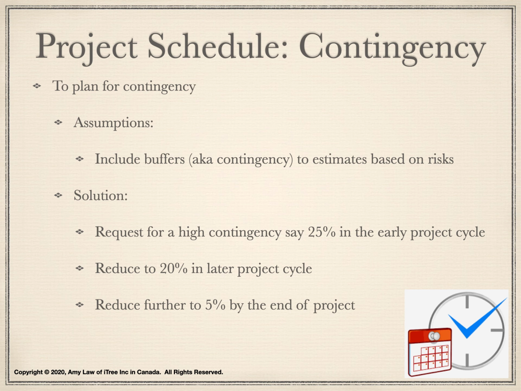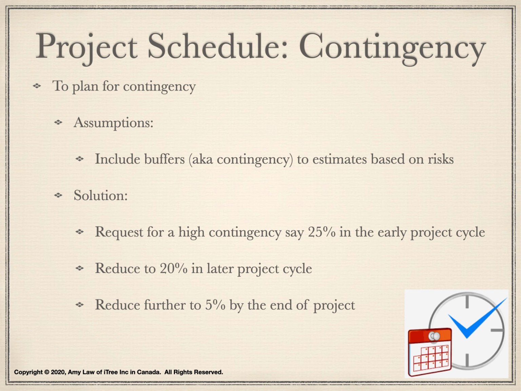We make the assumption that we always include buffers to our estimate. We justify the buffers through project risk analysis. The buffers are known as contingency. Typically, what we can do is to request for a high contingency, say 25% in the early project cycle, like project initiation and planning. At the early project cycle, there are many unknowns impacting the estimate. A high contingency can be used to uncover the unknowns.